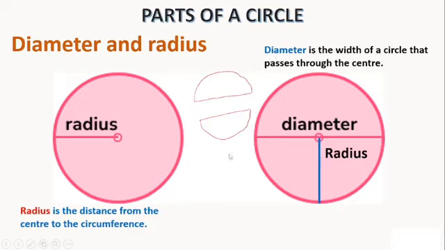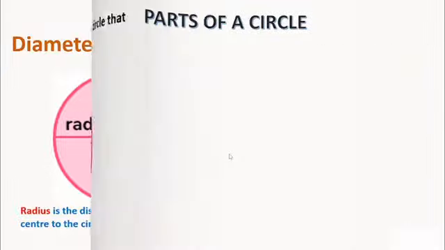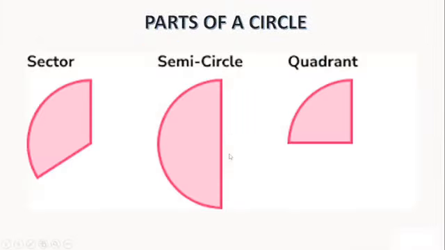So we now move on and we look at other parts of the circle, where we have the sector of the circle, the semicircle, and also the quadrant. The sector is formed by two radii, this is the semicircle, and this is the quadrant. I've explained the semicircle.